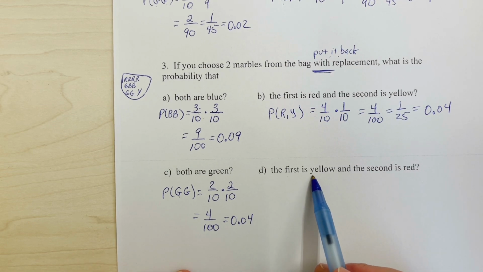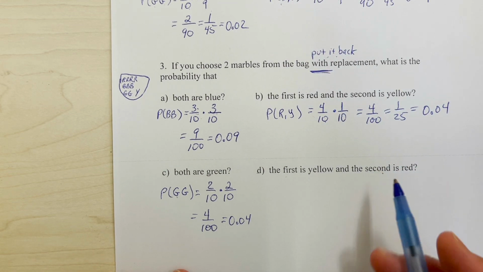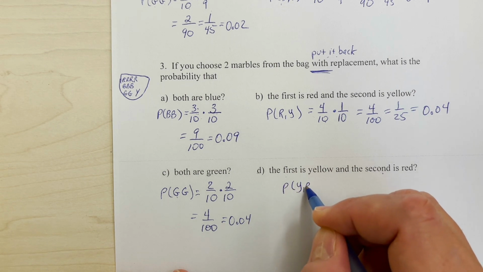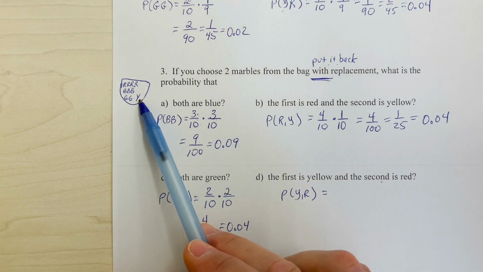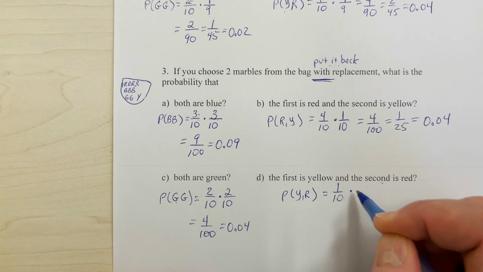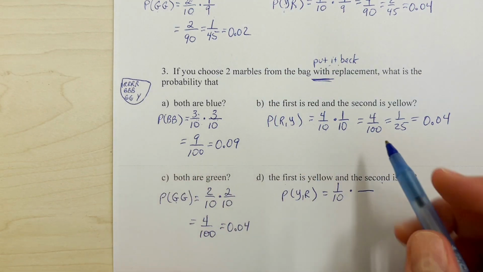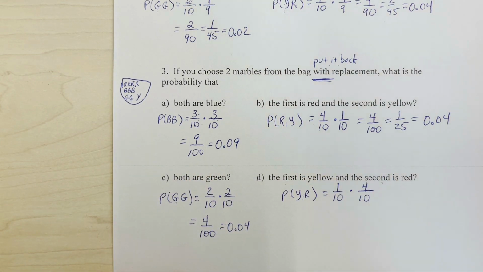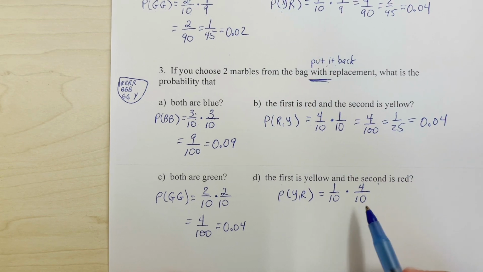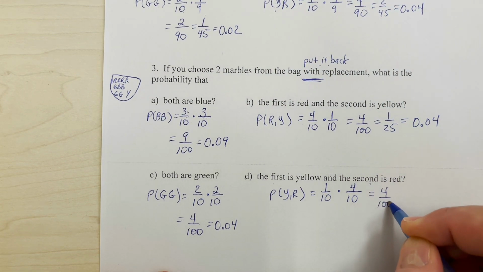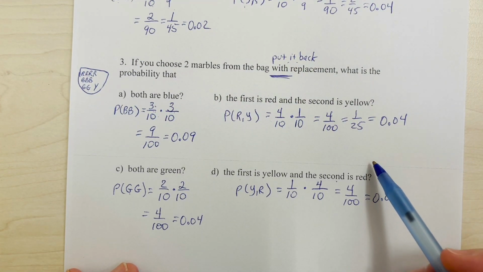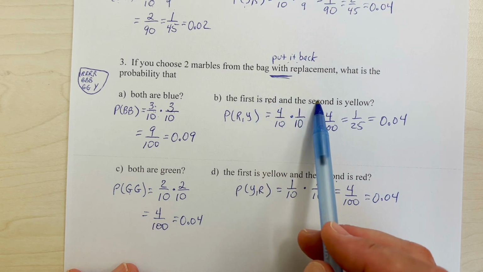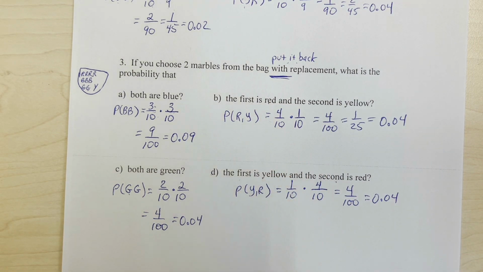Probability that the first is yellow and the second is red. So yellow and then red. So we're going to reverse this one. Yellow was 1 out of 10 times, the red was 4 reds, but we put the yellow back. So we have 10 marbles again, and we get 4 over 100, which is again 0.04. These are the same again, which should make sense because going red-yellow or yellow-red shouldn't make a difference with our overall probability. And that is the end of part 3.